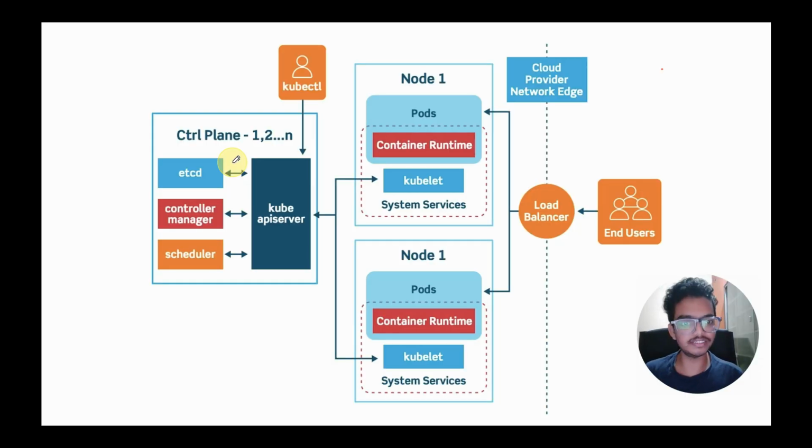So that's it. This is the architecture of Kubernetes. We have two planes, control plane and data plane. In control plane, we have kube API server, scheduler, control manager, and etcd. And in every node, we have kubelet, container runtime, and the kubeproxy.